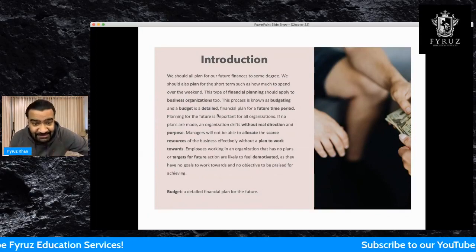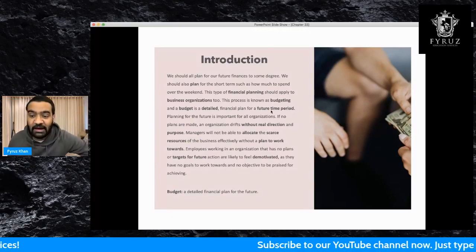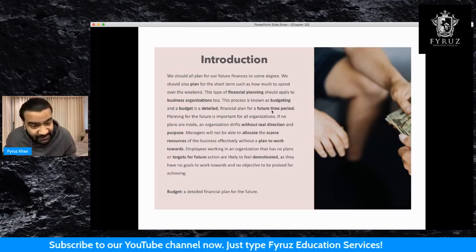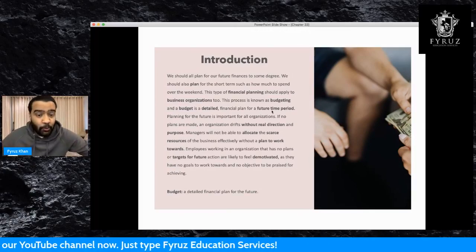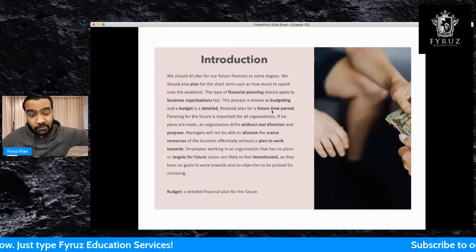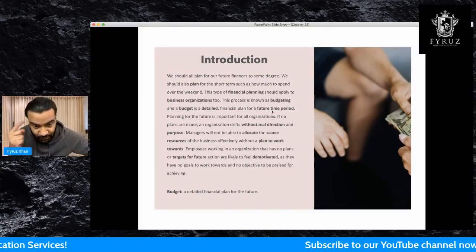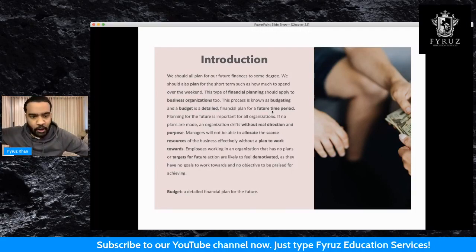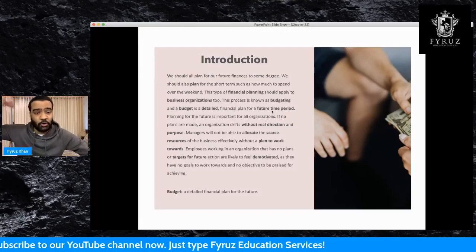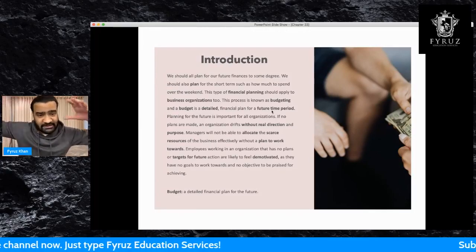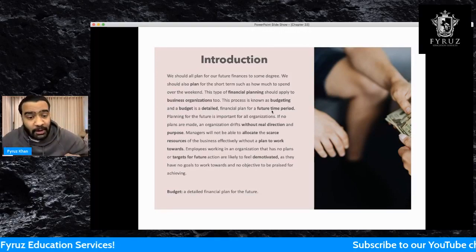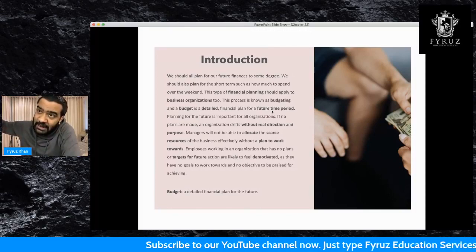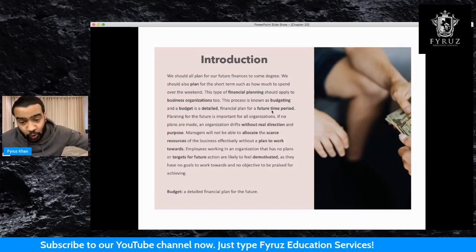A budget is a detailed financial plan for a future time period, and it is required. We all make a budget. Budget is a very common word. Whenever you want to buy something, whenever you want to spend something, you have an amount in your head. Okay, I'm not going to spend more than 2,000 taka on my dinner or on my lunch or on this place or on this phone. So budgets are quite important. It restricts you, to minimize your spending or control your spending.